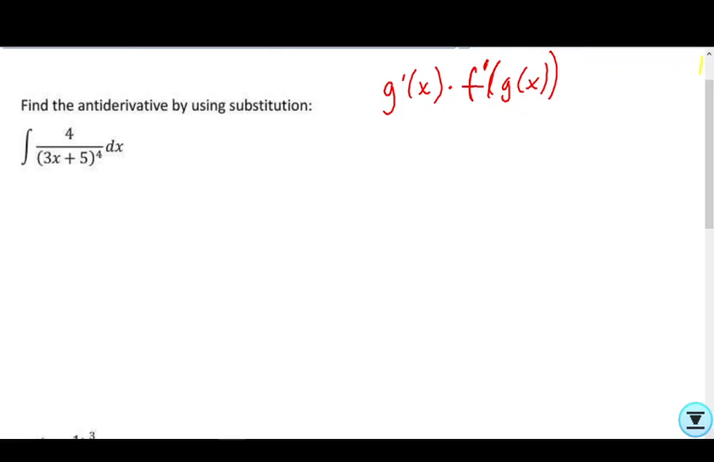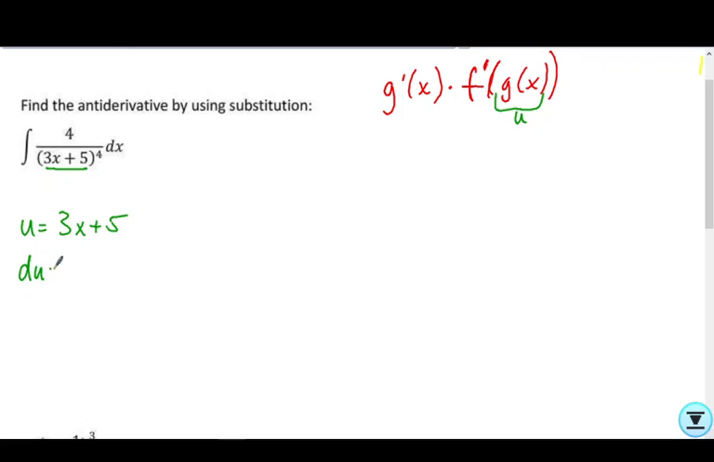Okay, so we're looking at this. I see, and this right here, that is generally our u function. And so that's what I see here. I see a function inside of a function. So I'm going to choose u to be 3x plus 5.